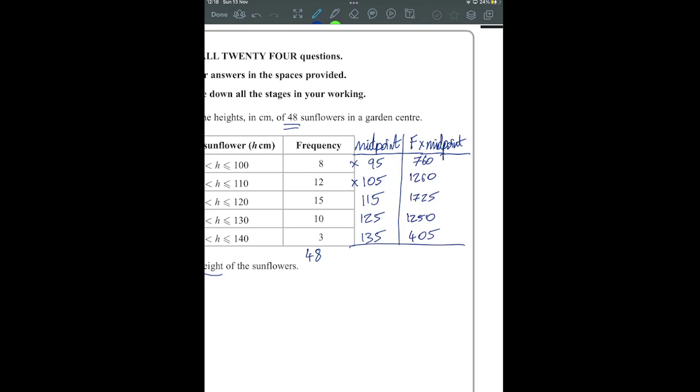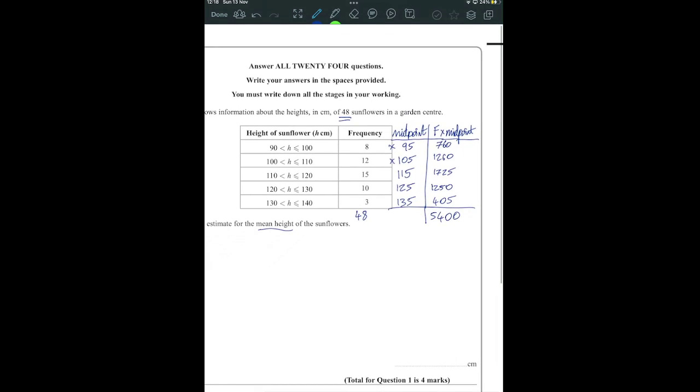Now each of these were the height in that group, so we want the total of this column. That will tell us the estimated total height of all of the flowers, and my calculator's telling me that's 5,400. And now here comes the biggest trap people fall into. Mean is the total out of how many. Now, how many is not the 5 groups, it's the 48 flowers.